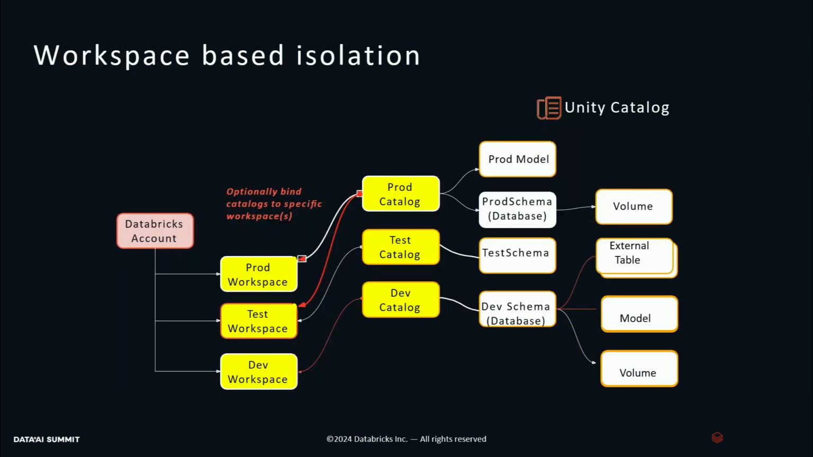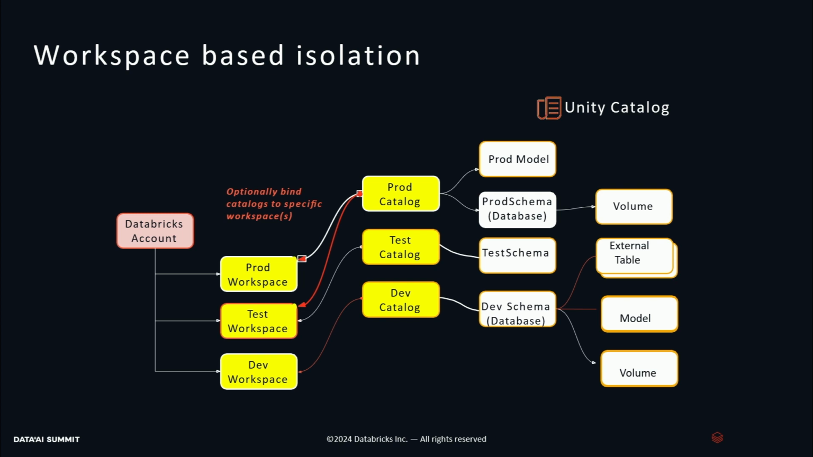Next is your workspace based isolation. This is another technique where we ensure that certain data sets and domains are never joined together. So for example, most companies would have this compliance policy that production data should never be accessed from test or development environments. And this is achieved using the concept called catalog workspace binding.